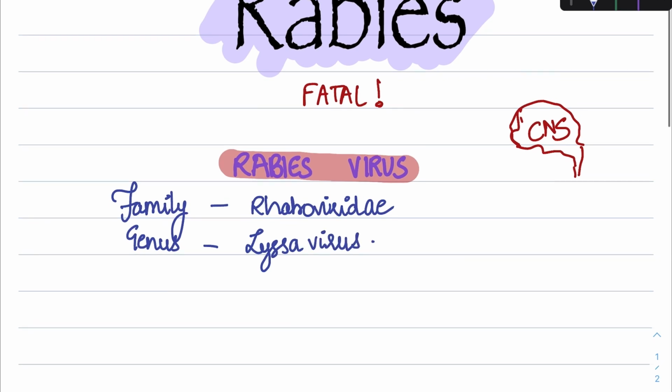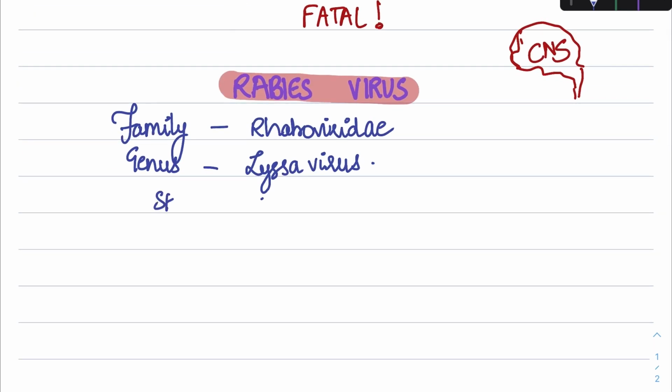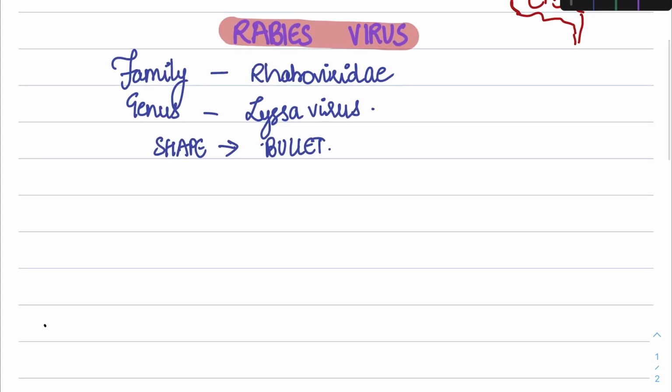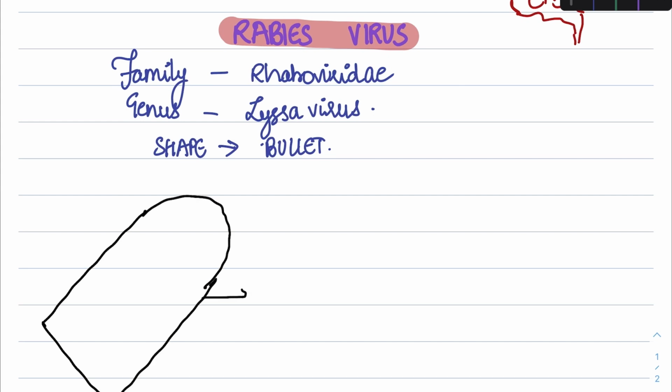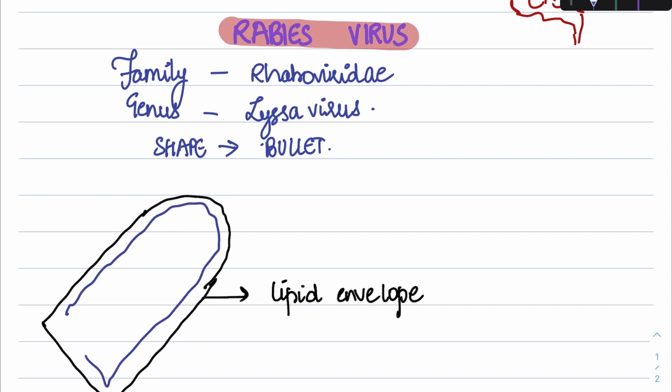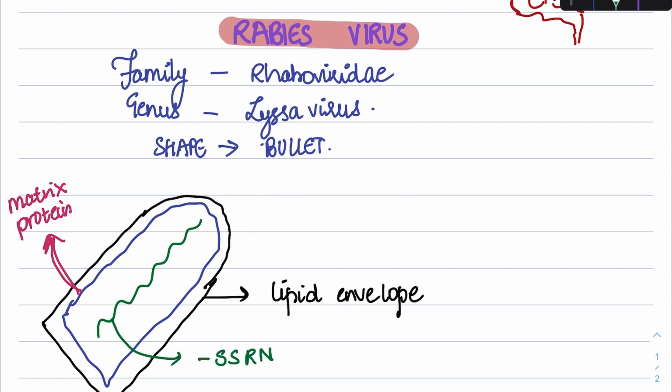Now, the rabies virus has a very unique shape. The shape of this rabies virus is like a bullet, somewhat like this. The rabies virus is made up of an envelope which is made up of a lipid, called the lipid envelope, and internally this is lined by a protein layer which is called the matrix protein. The rabies virus contains a single-stranded RNA, that is, a negative sense single-stranded RNA.